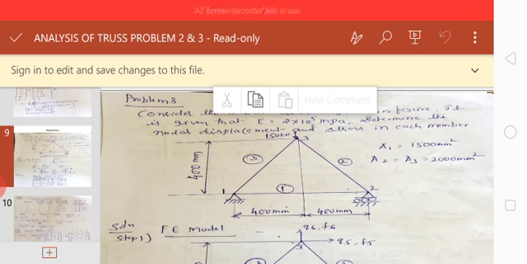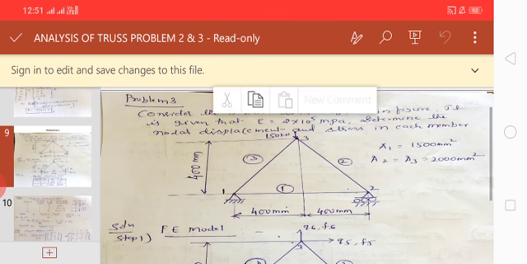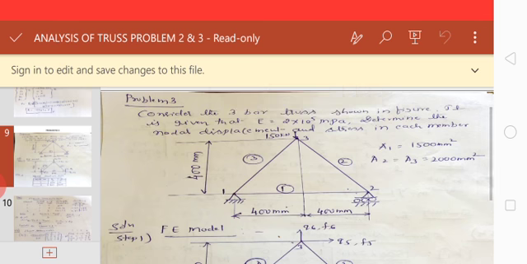Now I have to calculate the nodal displacements along with the stresses in each member due to the application of 150 kilonewton at node 3 in the downward direction. Let us solve this problem step by step. What is the first step we are supposed to do? Always in FEM, the first step is the creation of the finite element model. The given physical problem will be converted into a finite element model.